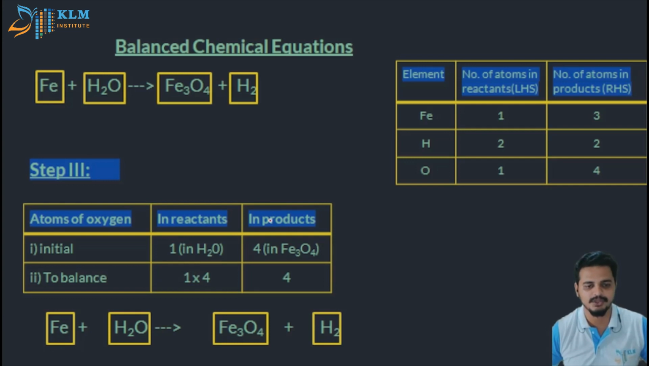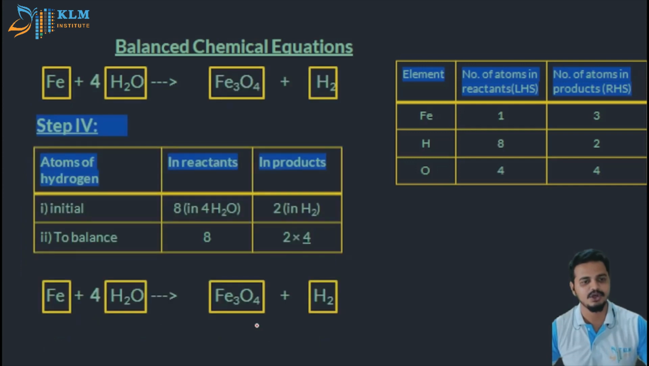So what you have to do now is bring 4 oxygen into the reactant side. Where is oxygen in the reactant side? It is in the water molecule. So you can multiply the water molecule by 4. Now you get perfectly balanced oxygen. There are 4 oxygen atoms on the left hand side and 4 oxygen atoms on the right hand side. So now that oxygen is balanced, we'll move on to the next step.